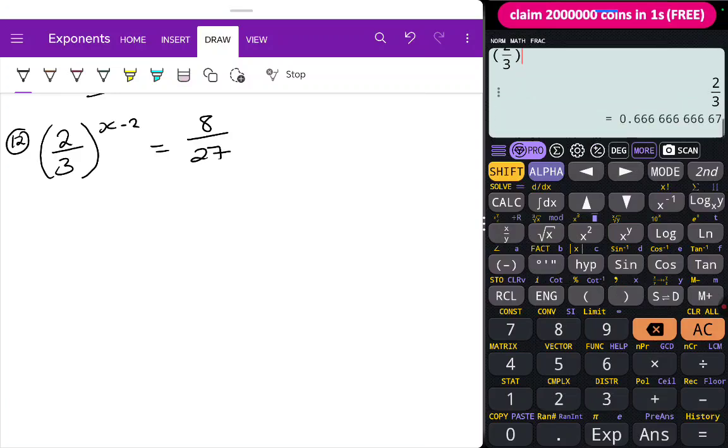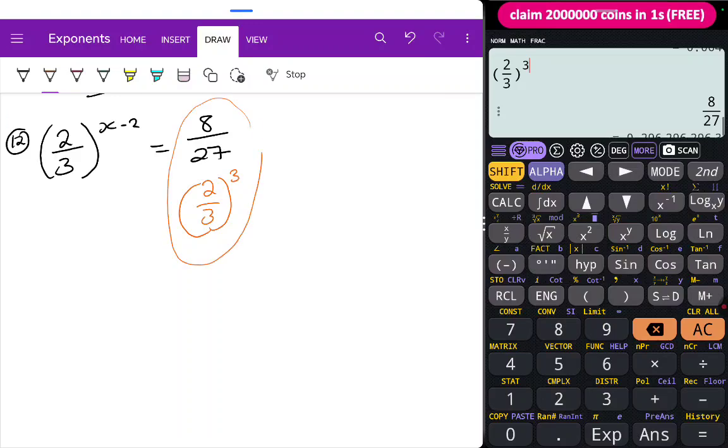Now that gives me 2 over 3. If I exponent that and say squared, that gives me 4 over 9. But I want 8 over 27. So go up to 3: 2 over 3 to the power of 3 is 8 over 27, which means that on the right-hand side, I can convert this to that. This is what my calculator is saying right now. And on the left-hand side, I keep it as 2 over 3 to the x minus 2, equals that.